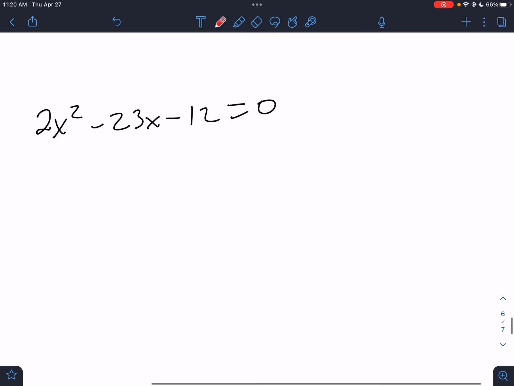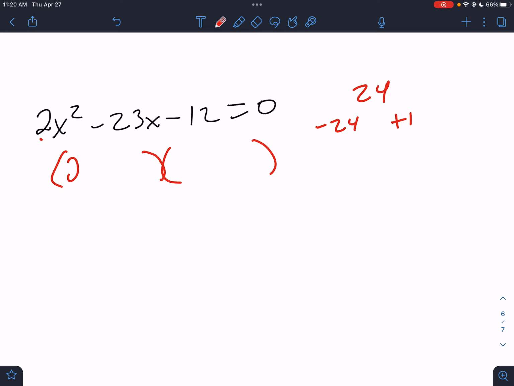And then here we have 12 and 2, so that'd be 24. What factors of 24 subtract to equal 23? That's going to be 24 and 1. It's minus 23. Be careful, minus 23, so it's going to be minus 24 plus 1. This one's a little bit easier because the only way we can make 2 is with 2x and x. So hopefully this checks out, and it does.